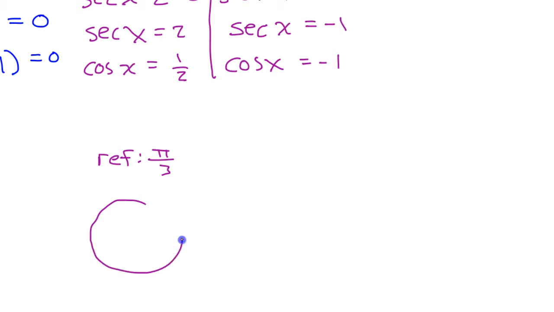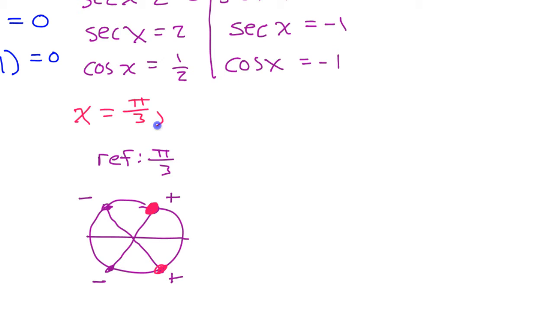Okay, so let's draw a little diagram of pi over 3. These are the four angles that have a reference angle of pi over 3. The cosine of any of them will be some kind of 1/2, but these two angles will be positive, while these two angles will be negative 1/2. We want positive 1/2, so that tells us that the solutions will be here and here. So that gives us x is equal to pi over 3 and 5 pi over 3.